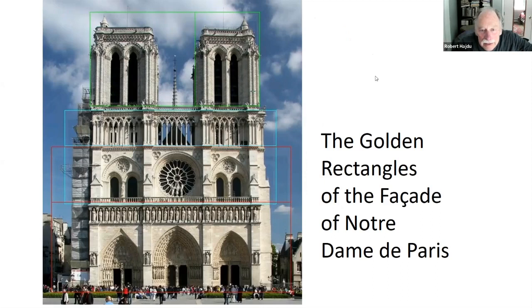Now, can you see what is happening to Notre Dame here? There are three rectangles imposed on it. Can you see them? The bottom one is red. The one above it is blue. And the third one on top is green. They're just pencil lines. Each one is a golden rectangle, meaning that the relationship between the red one and the blue one is as A and B is to A. Capisce? I'm not sure I'm coming through.